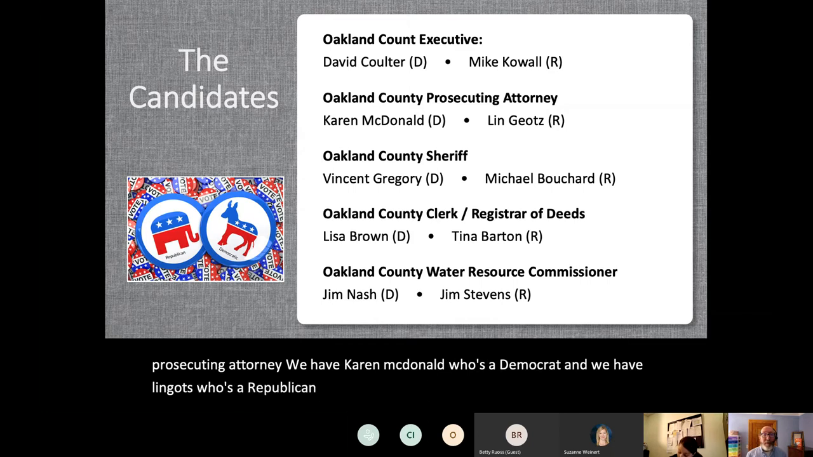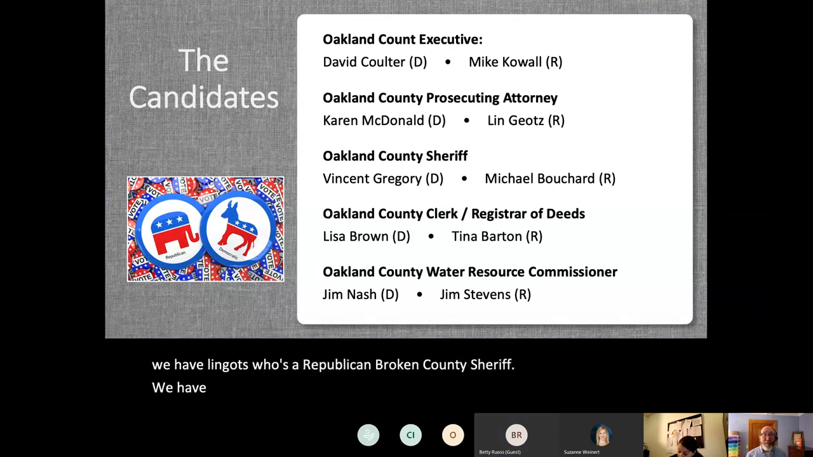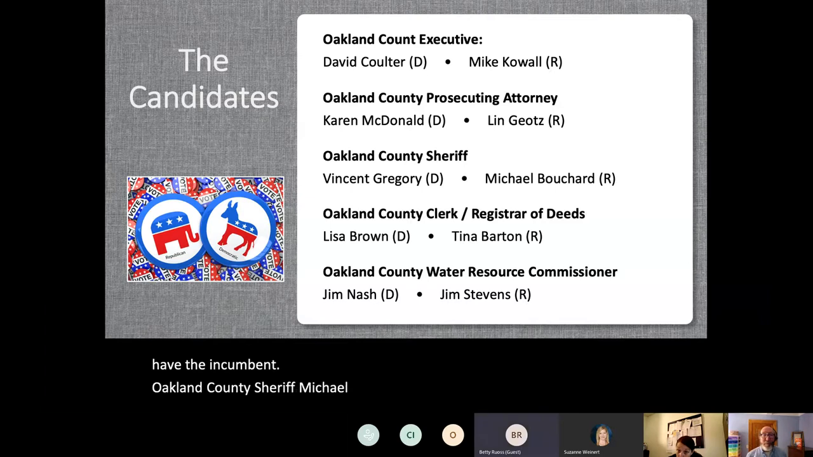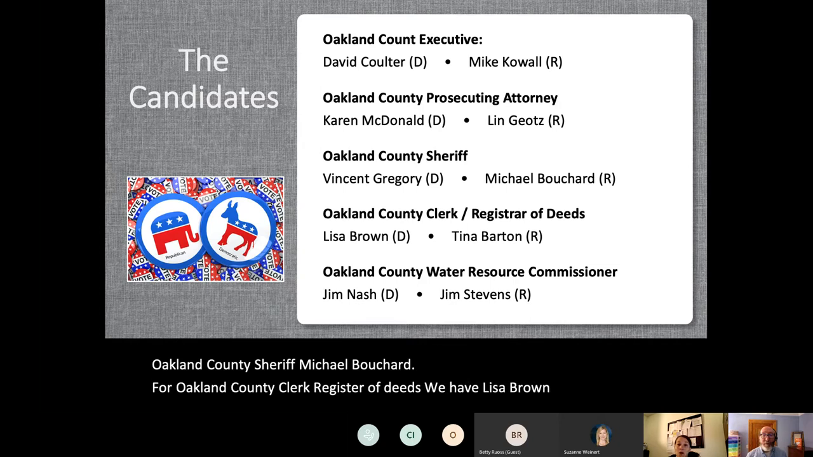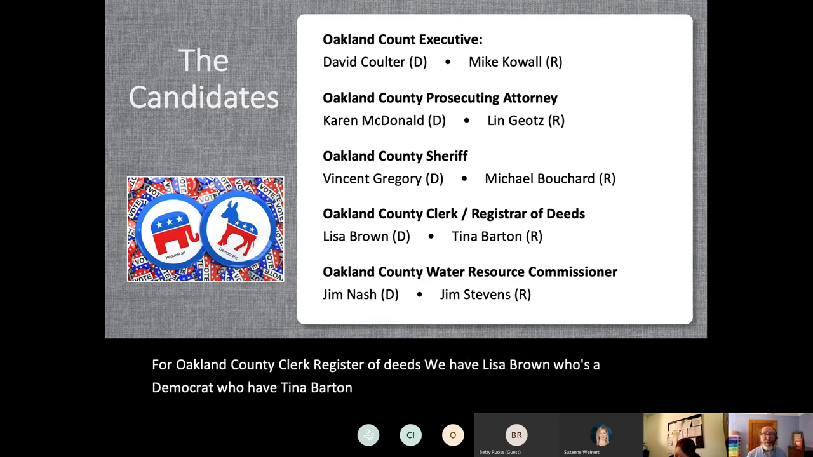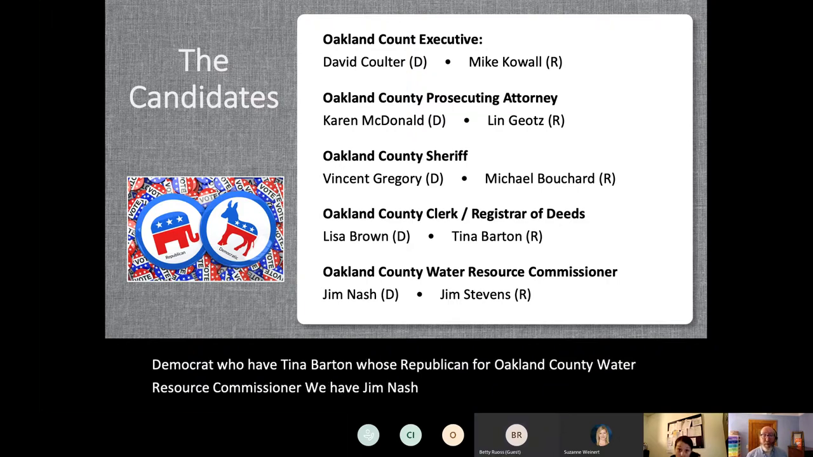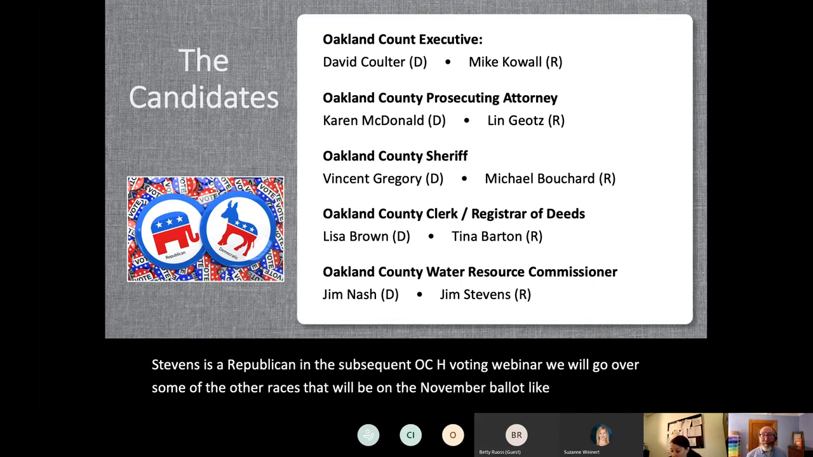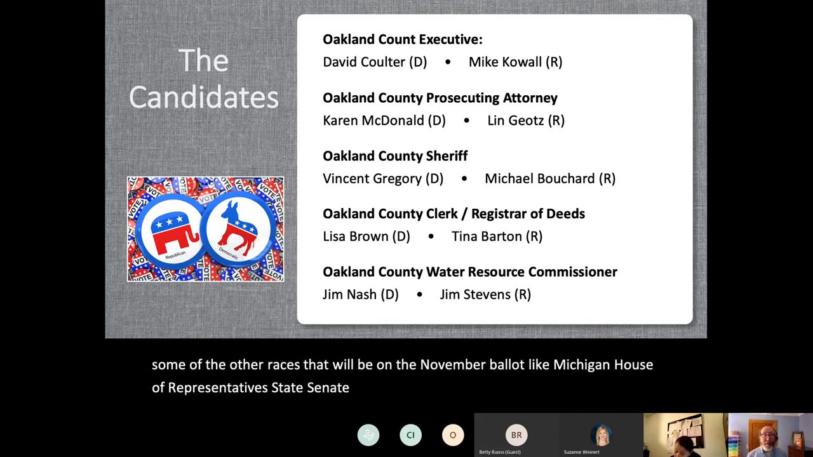For Oakland County Sheriff, we have former state Senator Vincent Gregory, a Democrat, and we have the incumbent Oakland County Sheriff Michael Bouchard. For Oakland County Clerk, Register of Deeds, we have Lisa Brown, who's a Democrat, and we have Tina Barden, who's a Republican. For Oakland County Water Resource Commissioner, we have Jim Nash, a Democrat, and Jim Stevens is a Republican. In the subsequent OCH voting webinar, we will go over some of the other races that will be on the November ballot, like Michigan House of Representatives, State Senate races, and U.S. Congressional races.